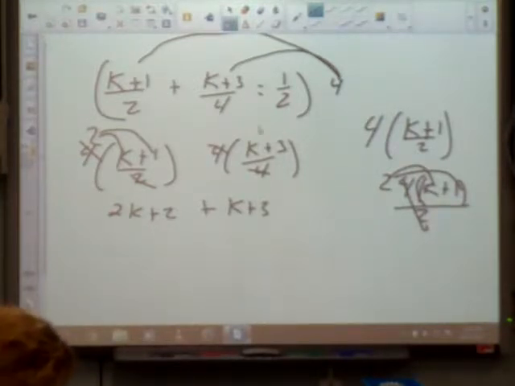Well, let's look at the second one again, because Zane wants to know too. When I take the 4 to the second one, I've got 4 times k plus 3 over 4. Well, 4 divided by 4 is 1, right? So those 4's just cancel out, so all you're left with is k plus 3. Does that help any, Keston? I got it now.